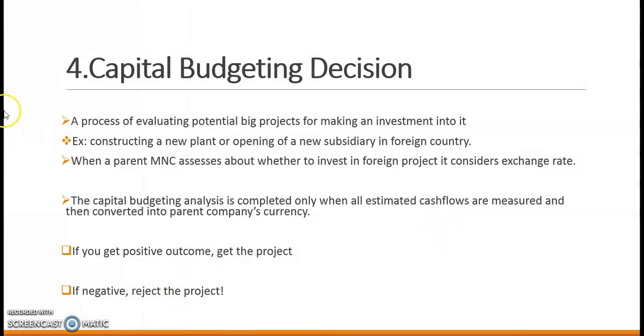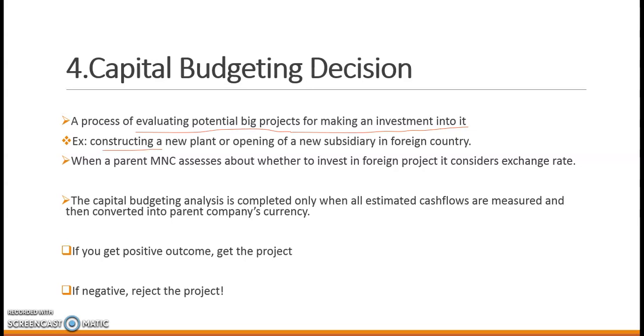Then we have a capital budgeting decision that MNCs take. Now, first, what is a capital budgeting decision? It is about evaluation of potential big projects for making an investment in them. Before actually investing in a big project, it needs a lot of money, so before putting in your cash, you need to evaluate it, just to be sure that this project is going to work.